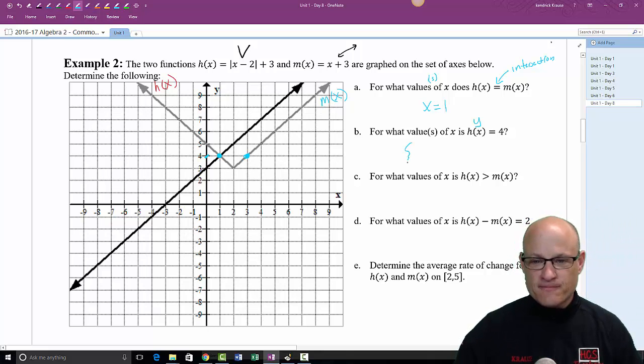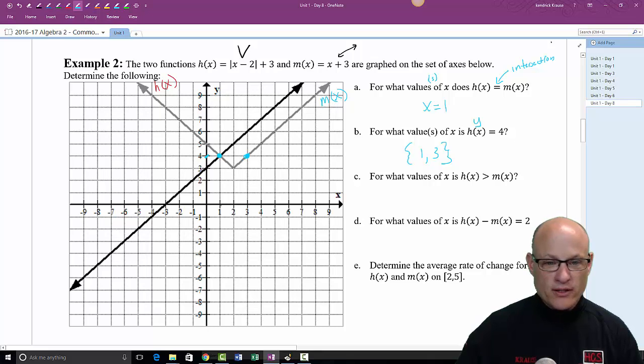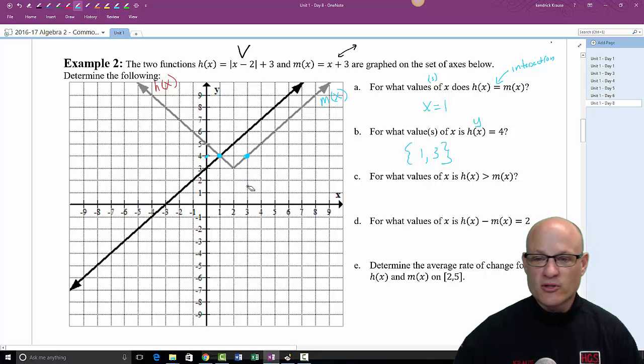So I'm going to put those in curly brackets: 1 and 3, right? So right here at 1, it's 4, and right here at 3, it's 4. I'm going to get rid of those so they don't cause too much of a mess.